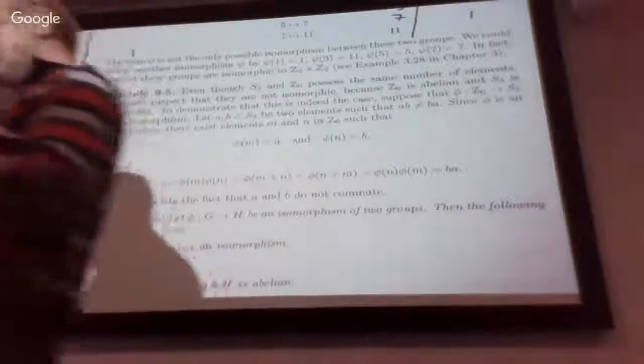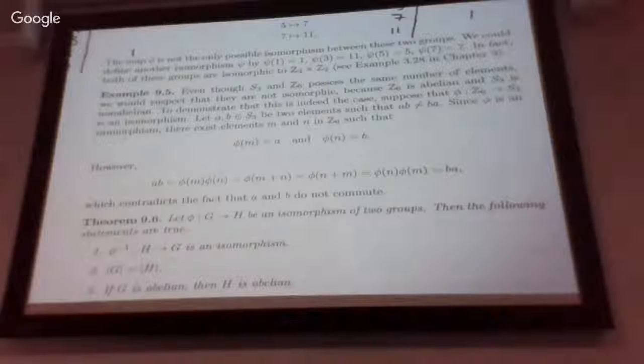Okay. So these two groups should not be regarded as being essentially the same. We would rather say they are very different groups. Even though they've got the same number of elements, quite different. One is abelian, the other one isn't. Okay, any questions?